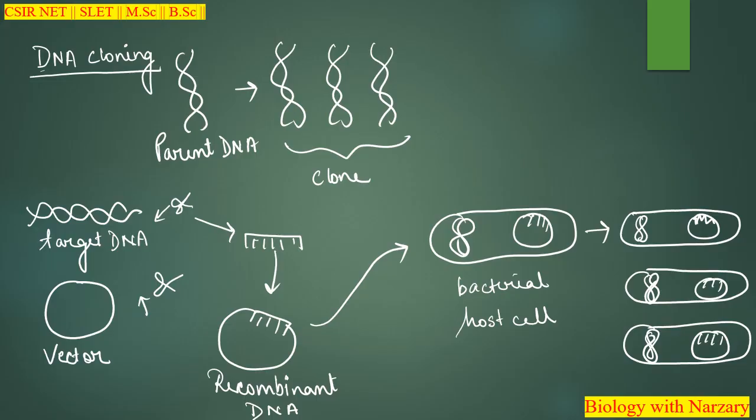Now from this bacterial host cell, we can obtain our clone by further analysis or further purification of the host cell. So the whole process where the gene is manipulated to produce a clone of the parent DNA, or identical organism, or identical DNA from the single parent DNA, is known as genetic engineering or recombinant DNA technology.